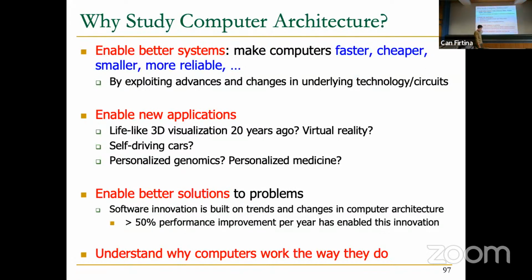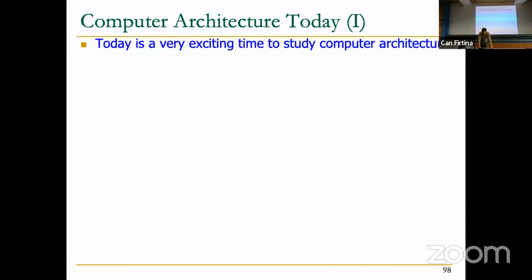Again, why study computer architecture? Enable better systems, make computers faster, cheaper, smaller, more reliable, enable new applications as well. Also taking the opportunity of using new architectures to enable new applications, as the example of machine learning and GPUs, and enable better solutions to problems. And of course, a goal of this course is understanding why computers work the way they do.